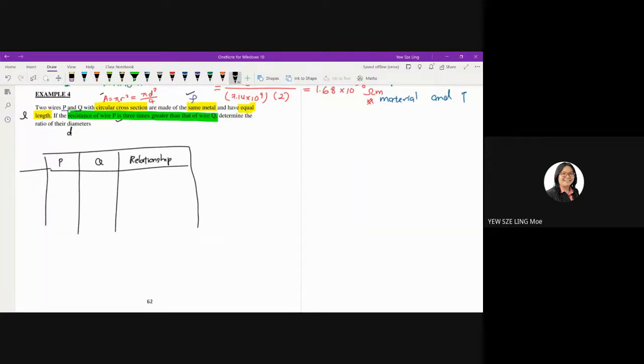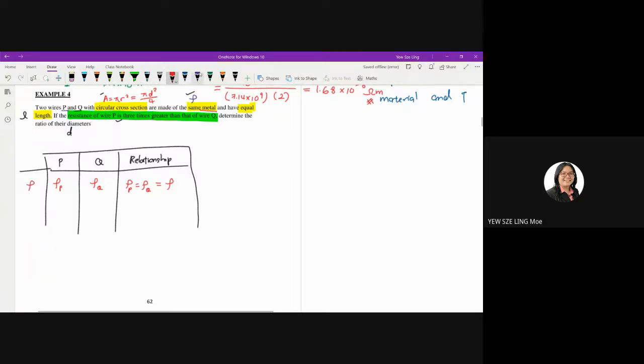So two wires P and Q are made of the same metal. So the first information is about rho. What do we know about rho? For P, we have rho P. For Q, we have rho Q. What is their relationship? Because of the term same metal, we know that rho P is equal to rho Q. Therefore, we can simplify both of them as rho. So the first information we have is about the resistivity.